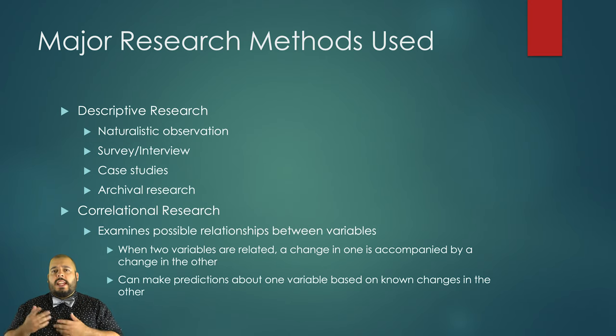The first methodology is descriptive research. This methodology is used to observe, collect, and record data. This is all done without the experimenters interfering with the outcomes. No manipulation of the variables. In naturalistic observations, the experimenter observes a situation from a distance and records what happens.